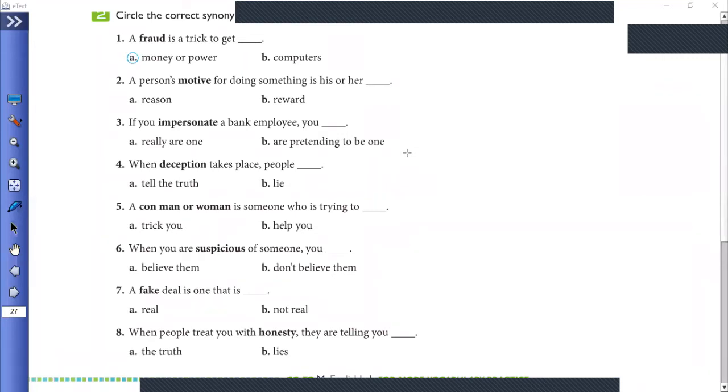Good morning. Hey, can you do number 2 for us? Yes. Thank you. Number 2, a person's motive for doing something is his or her reason. A. Yeah, it's his or her reason to do something. Awesome, thank you.